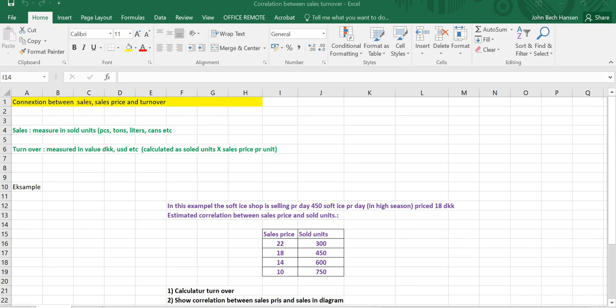First, let's just go through the definition. When we talk about sales in this aspect, it's measured in sold units. So pieces, number of pieces, tons, liters. So we can talk about how many tons did you sell last month, or how many cans of beer did you sell in the bar last night.